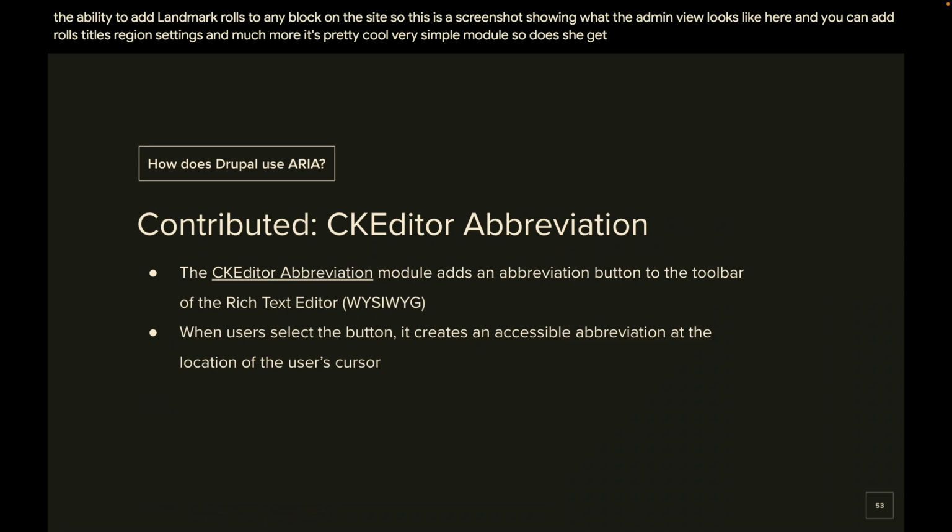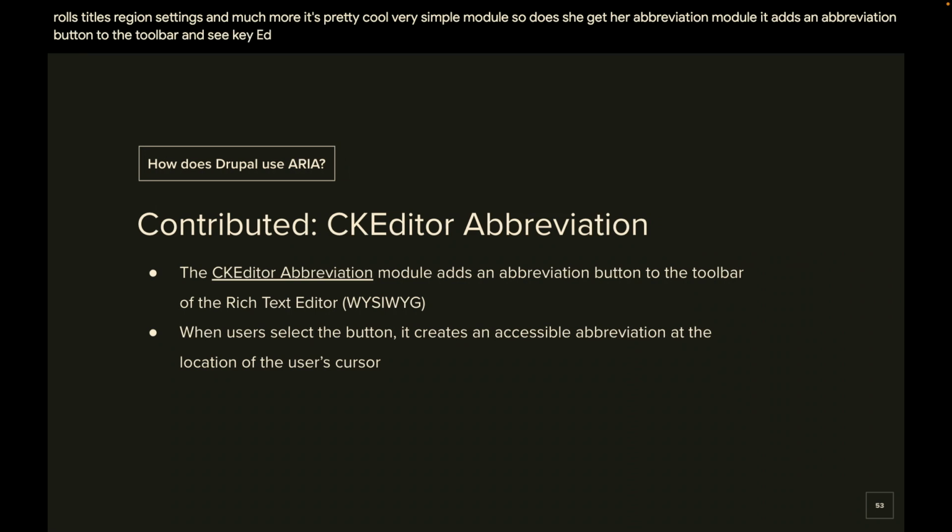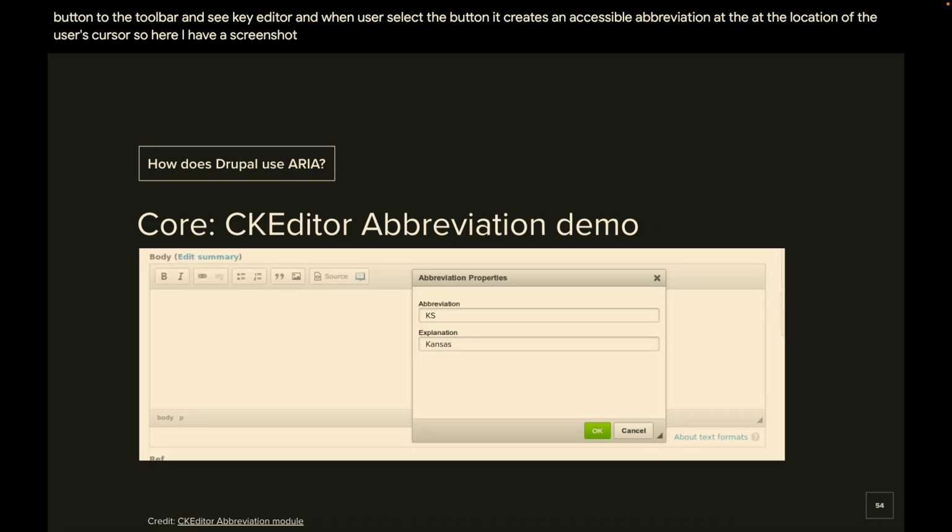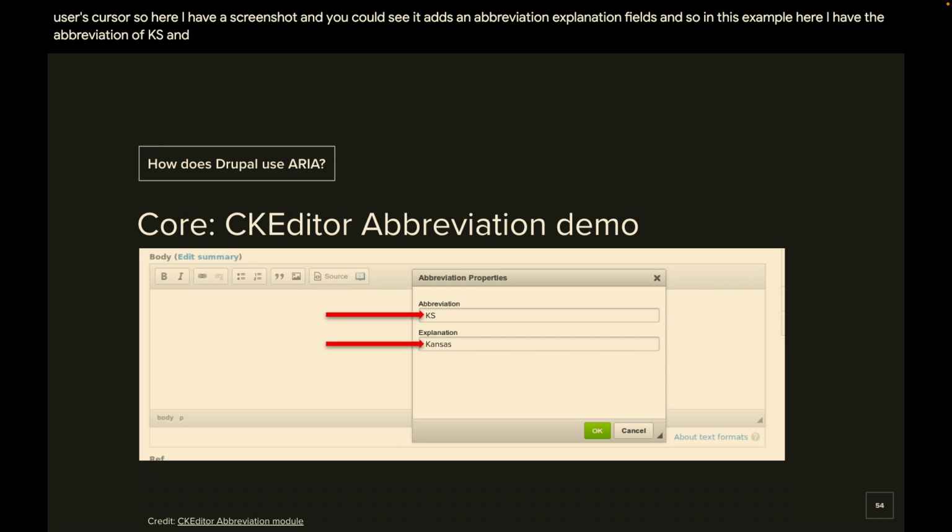So the CKEditor abbreviation module adds an abbreviation button to the toolbar in CKEditor, and when users select the button, it creates an accessible abbreviation at the location of the user's cursor. Here I have a screenshot, and you could see it adds abbreviation and explanation fields. In this example, I have the abbreviation of KS and the explanation of Kansas. So if somebody hovers over KS, it'll actually show Kansas. So that's really important.